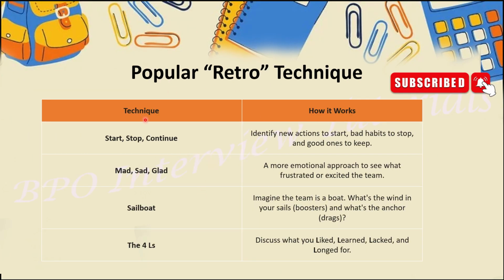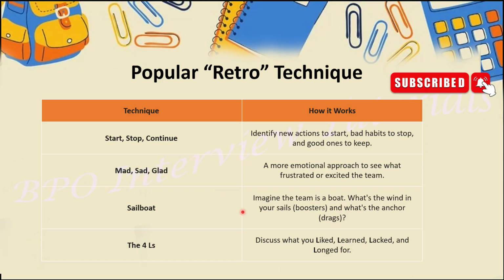Next, we have multiple popular retro techniques. I told you one that you can use, a form. There are a few more you can use, like start stop continue, wherein you will start with what went good, what went bad, and how we can continue, like how we can have a continuous improvement in the upcoming sprint. Mad, sad and glad, this is also one kind of technique wherein it's an emotional approach to see what frustrated or excited the team.